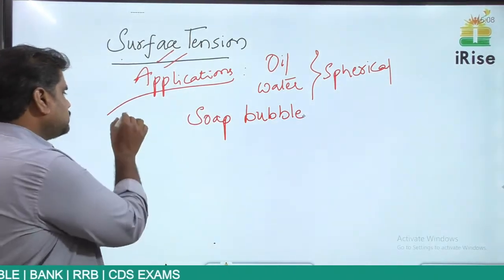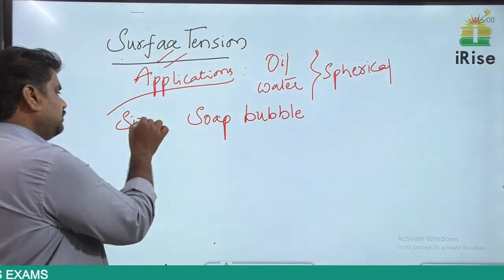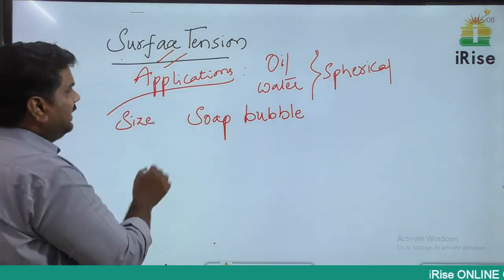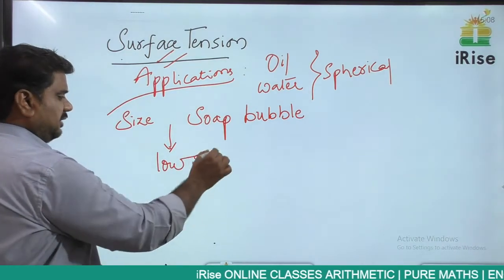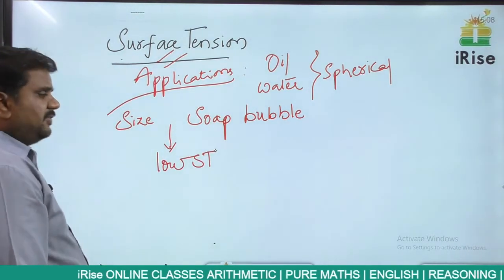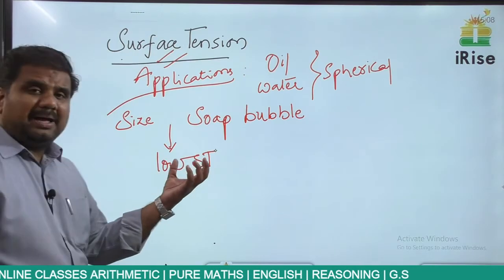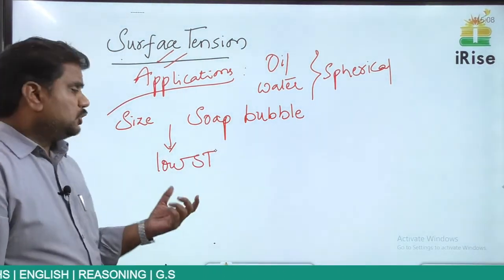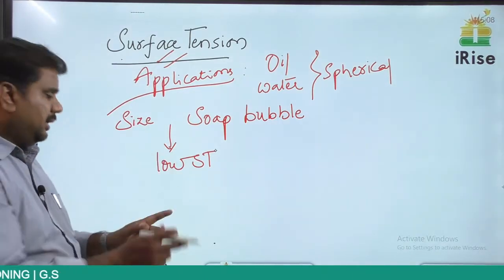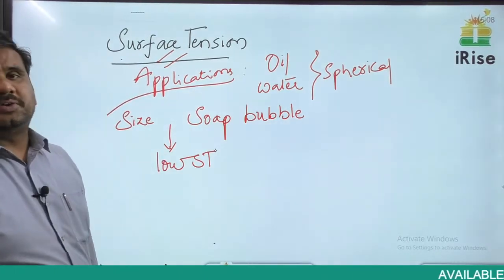The size of a soap bubble increases. Why does it increase? Because of low surface tension. The size of a soap bubble can be increased by reducing the surface tension of that particular liquid, right? So soap bubbles are bigger in size. Why? Because of low surface tension.